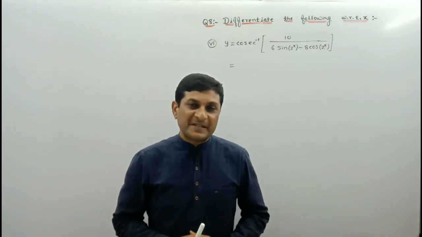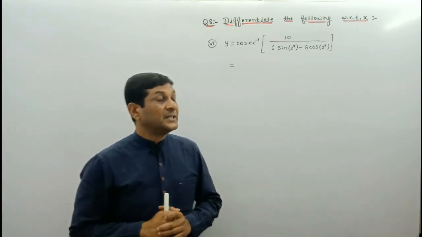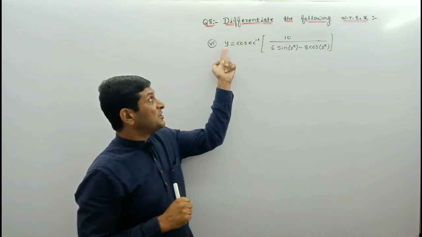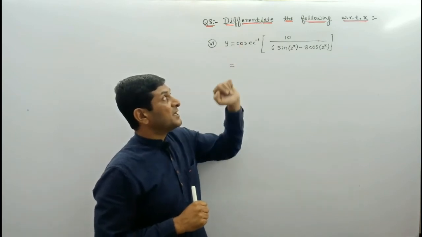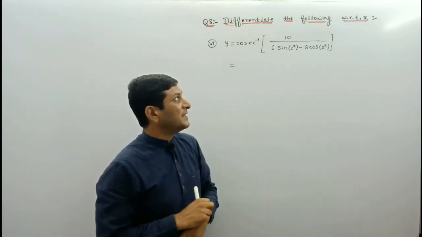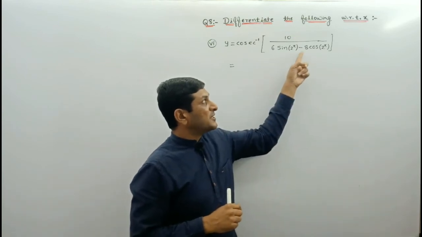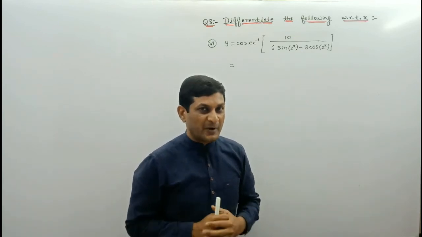Now see the last example, from question number 8. In this case we have to find the differentiation of y is equal to cosec inverse of 10 upon 6 into sin 2 raised to power x minus 8 into cos 2 raised to power x.